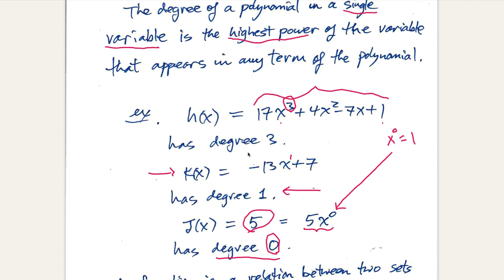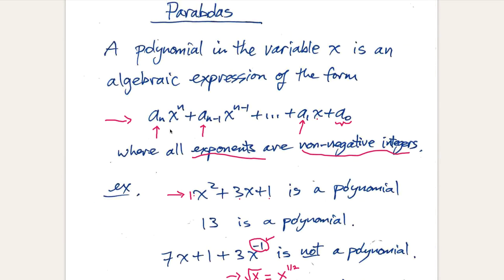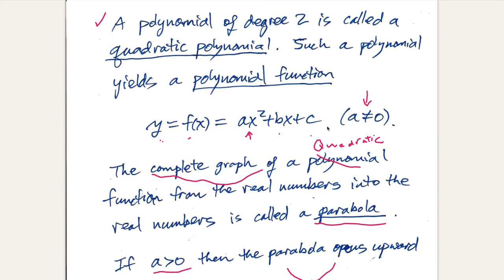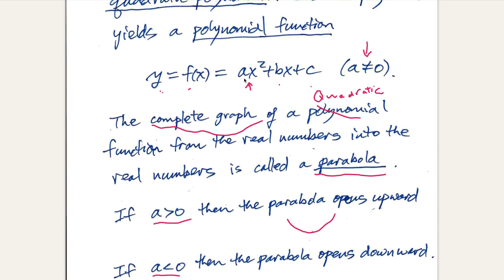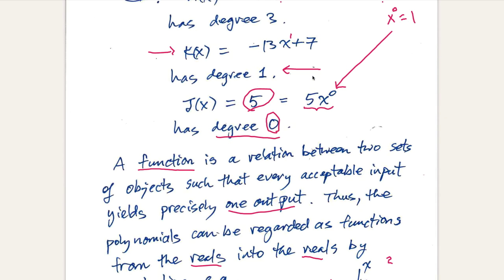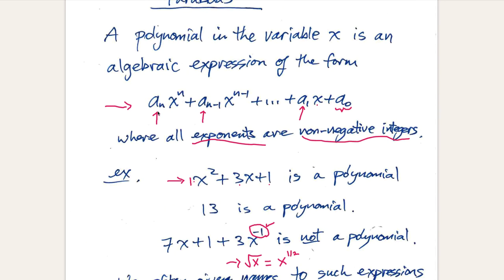If I was using my original scheme for labeling coefficients, remember this up here? I would probably label this a sub 2 x squared plus a sub 1 times x plus a naught. Now, that's kind of pedantic in a case like this. Let's talk about why we actually did this up here.